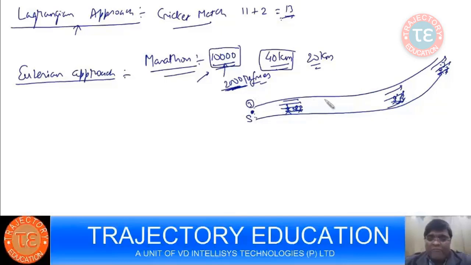So, instead of running after every participant, we just sit at strategic locations and try to track the motion of every particle which is crossing that point. We are not running after each participant. We just sit at a few points and track the motion of any particle crossing that point. That's called the Eulerian approach, and that is the approach that we follow in fluid dynamics.